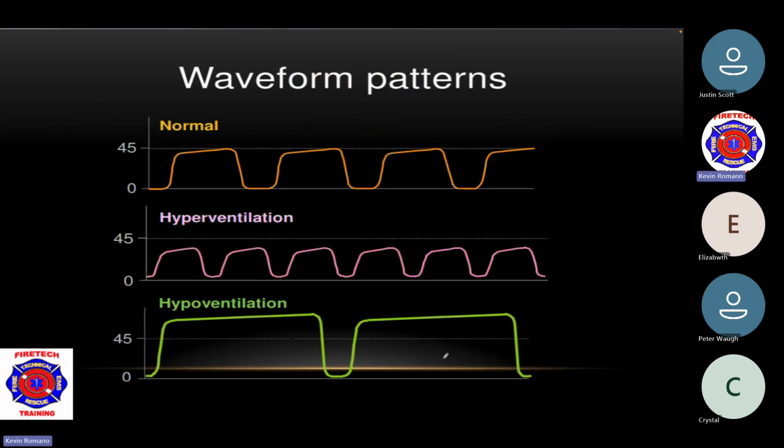Now we've learned three different waveforms now. We looked at our normal, our hyperventilation, and our hypoventilation. So learning cardiac rhythms, right? Keep practicing looking at these. We've taught you three different ones. Let's add another one into the mix.